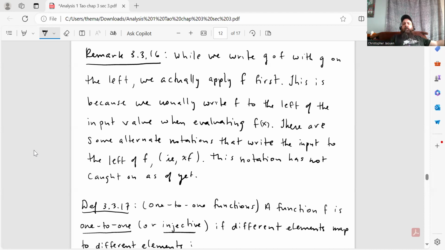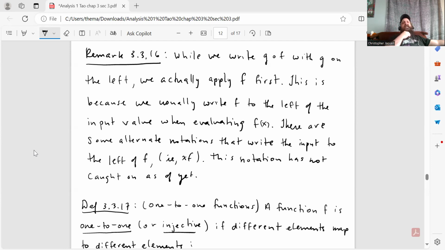For example, if you've ever read Herstein's book, Topics in Algebra, he uses the second notation that Tao specifies here, but it's not a popular notation. So he says there are some alternate notations that write the input to the left of f. For example, they write it as xf rather than f of x. This notation has not caught on as of yet. So like I said, there are some books that use that other notation.